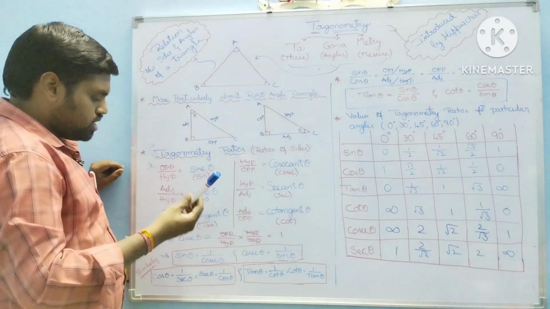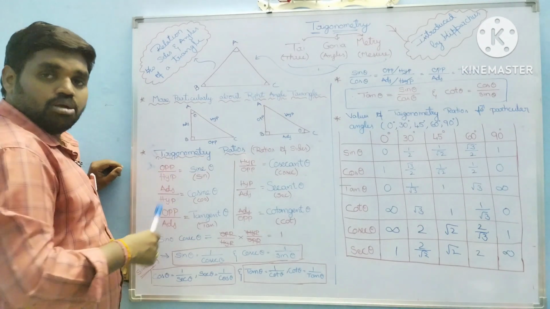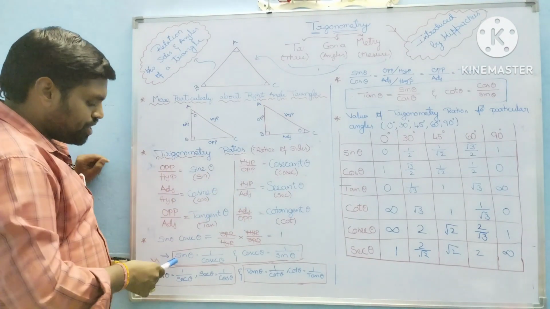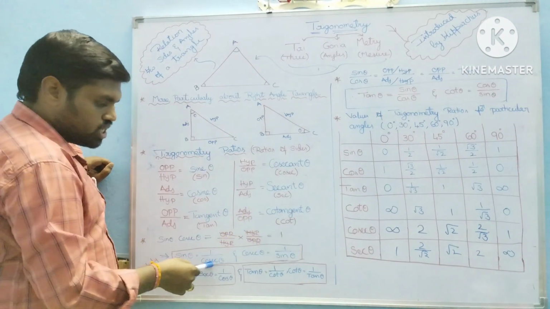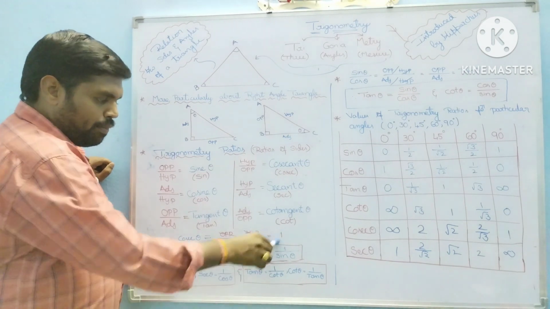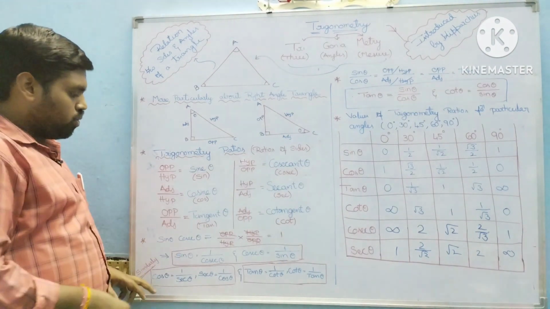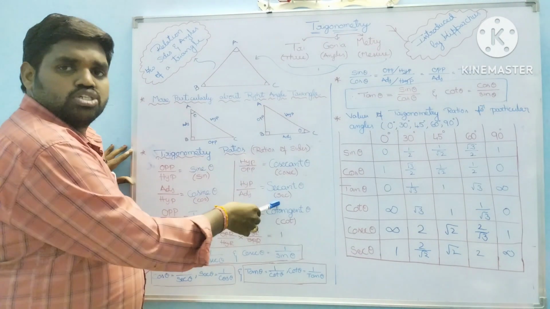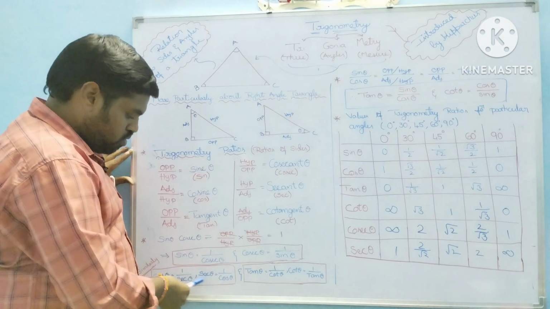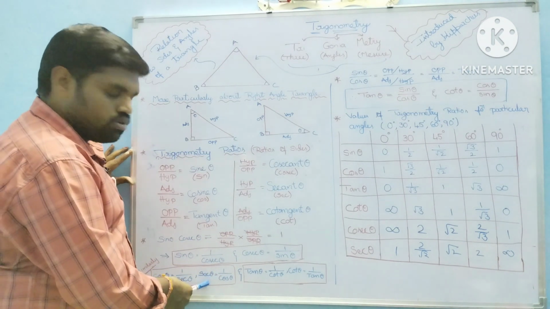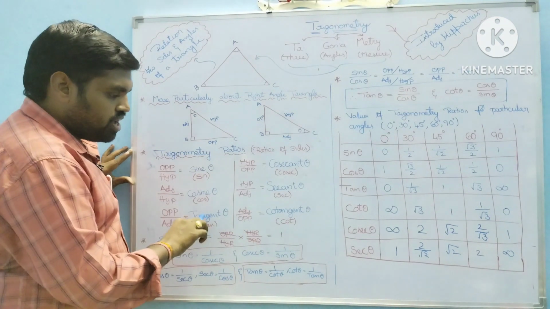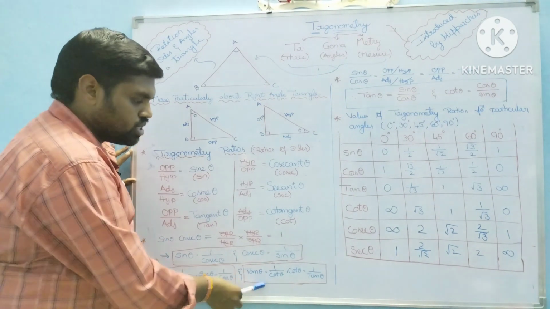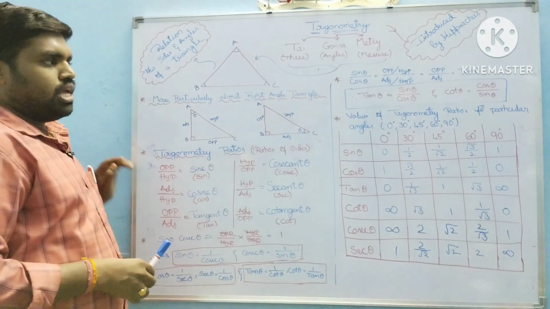Now already I am saying that sine and cosecant are reciprocal to each other. Their product is also 1. Then we can write sine theta as 1 by cosecant theta, or cosecant theta as 1 by sine theta. In the same way, cos theta into secant theta is equal to 1, and cos theta is equal to 1 by secant theta, secant theta is equal to 1 by cos theta. In the same way, tan theta is equal to 1 by cot theta, and cot theta is equal to 1 by tan theta.